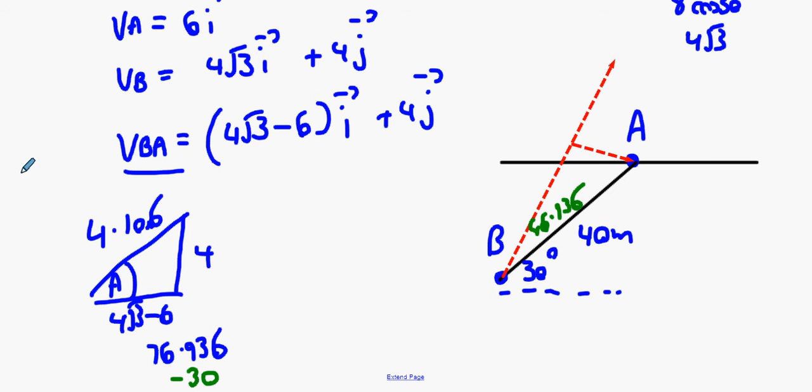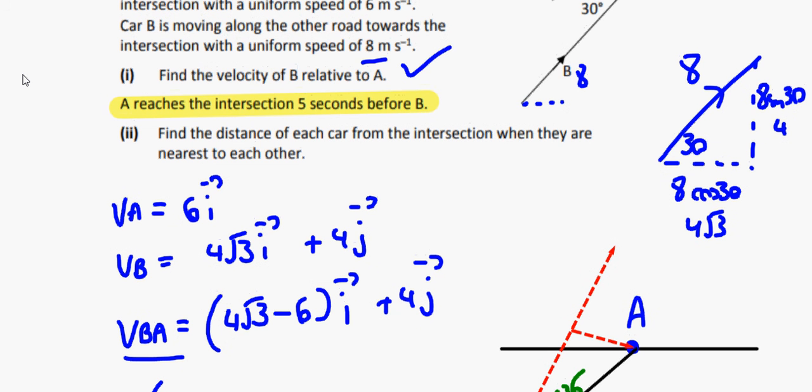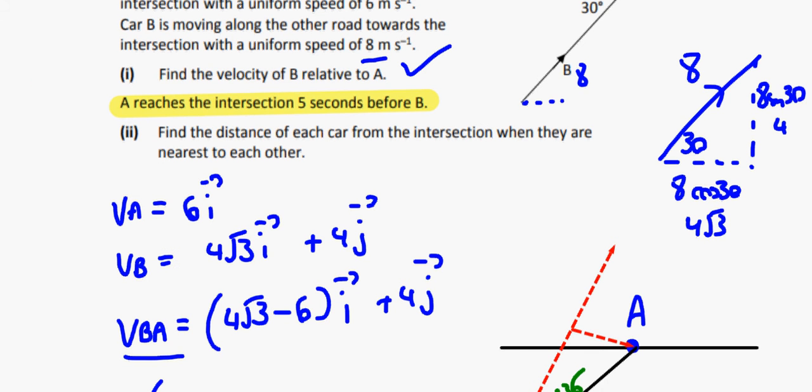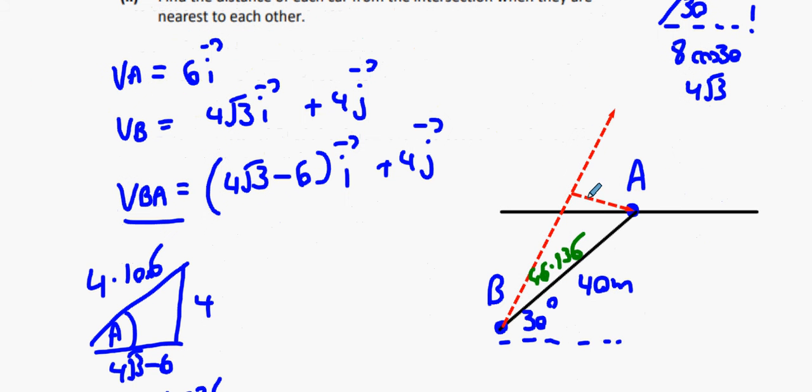And it's the whole point of the question, trying to figure out the distance. Find the distance each car is from the intersection when they are nearest to each other. Do I need to find the closest distance? No. I need to find how long it takes B to get to the closest distance. Everybody cool with that? So I have to find out how long it takes B to move to the position of the closest distance. So which line am I actually after here then? So after that yellow one, haven't I? So how do I find the yellow one?